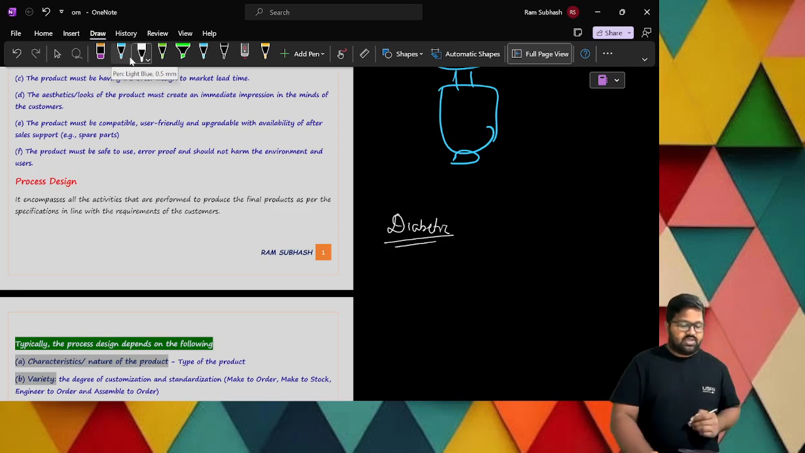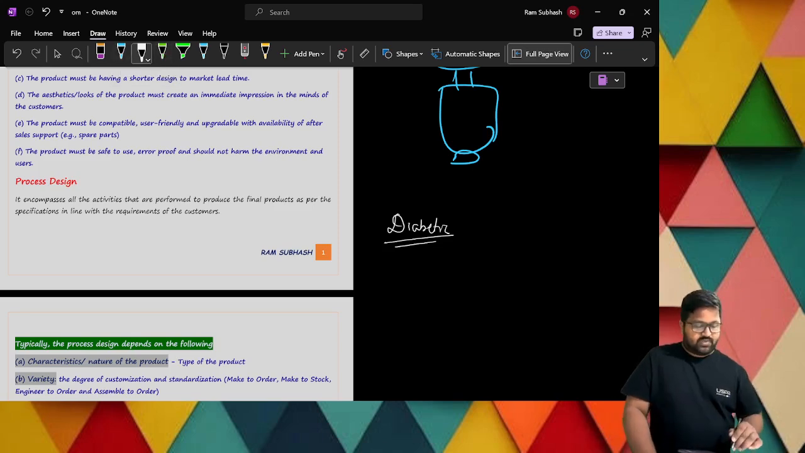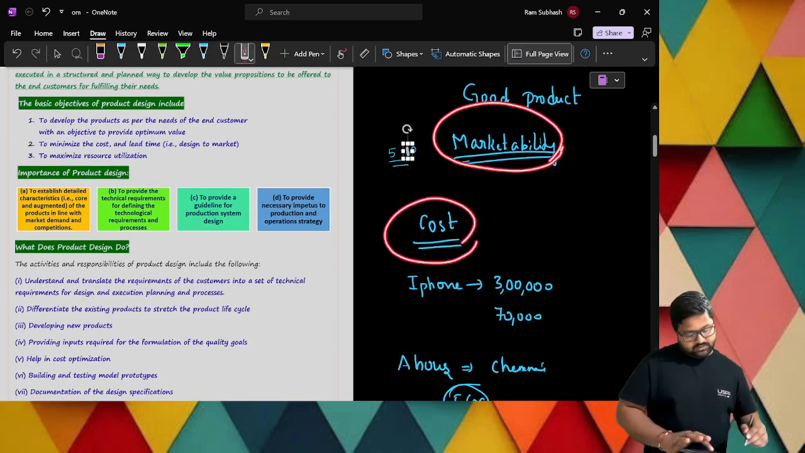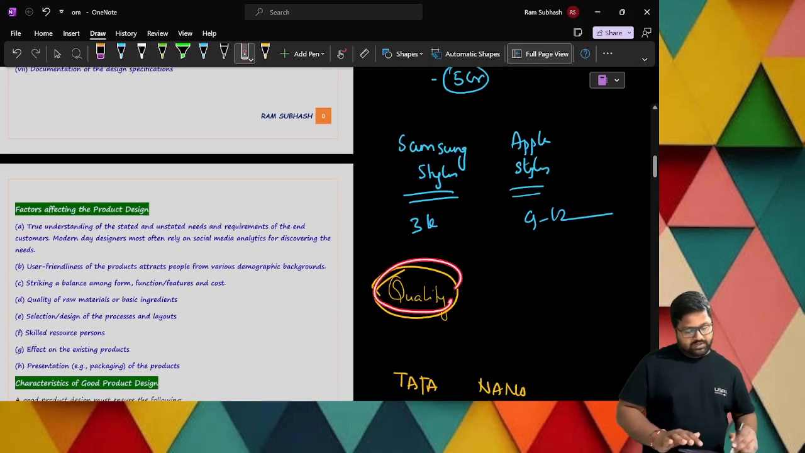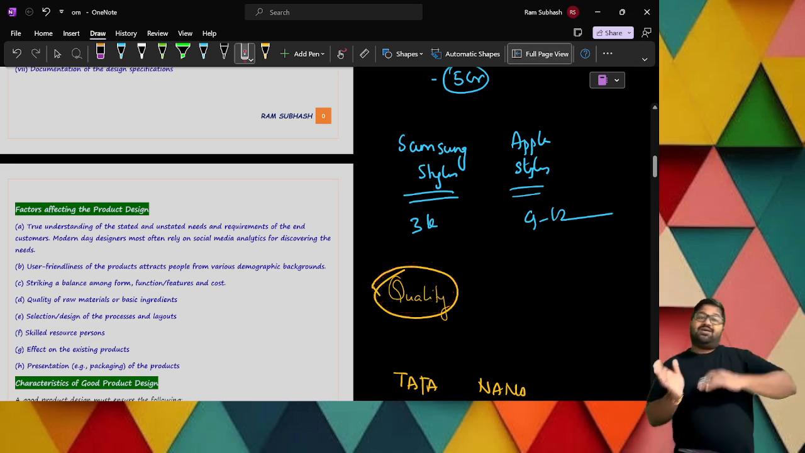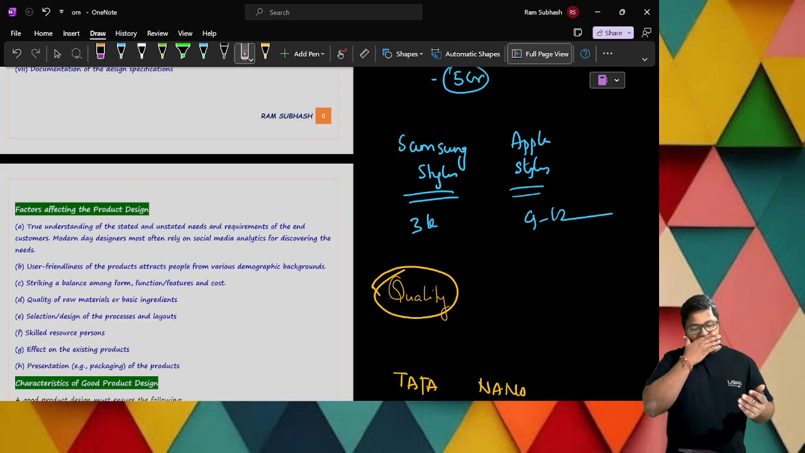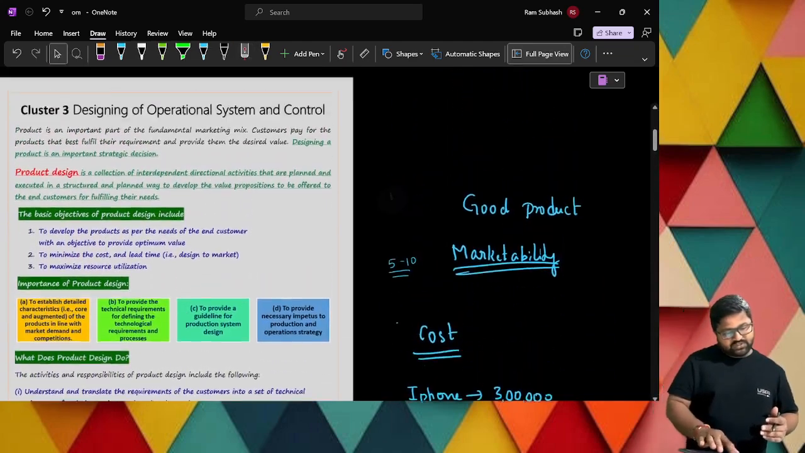Now, three things you should remember. What are the three things? Marketability, cost, and the last one is quality. Okay, now let us enter into our topic. These are the basic intro for you to know about a product, and now we shall see the basic fundamentals.